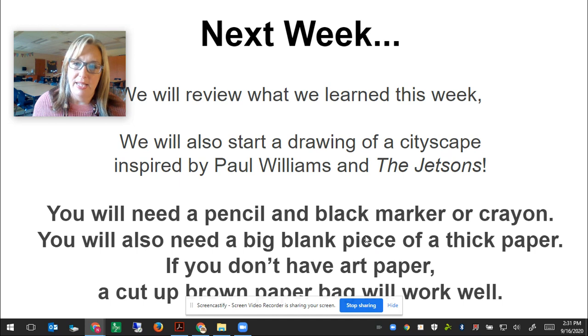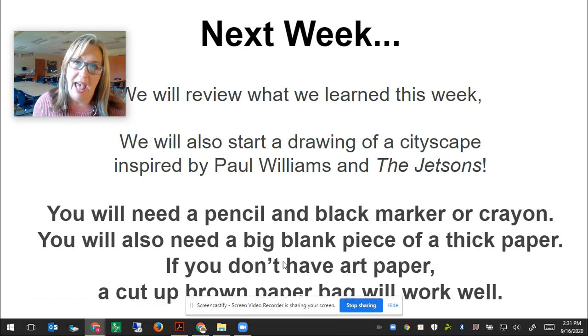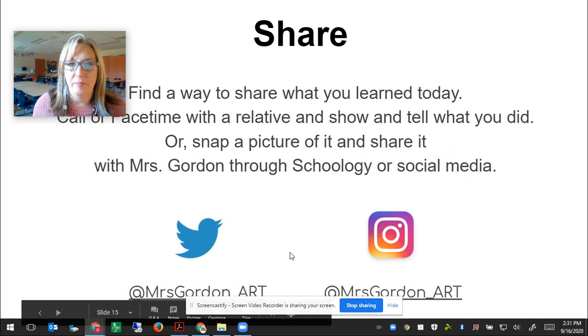And you will need a pencil, a black marker or crayon. You will also need a big blank piece of thick paper. If you don't have heavy art paper at home, you can always take a grocery store paper bag and cut it up and use the plain side of it. That would work really well.